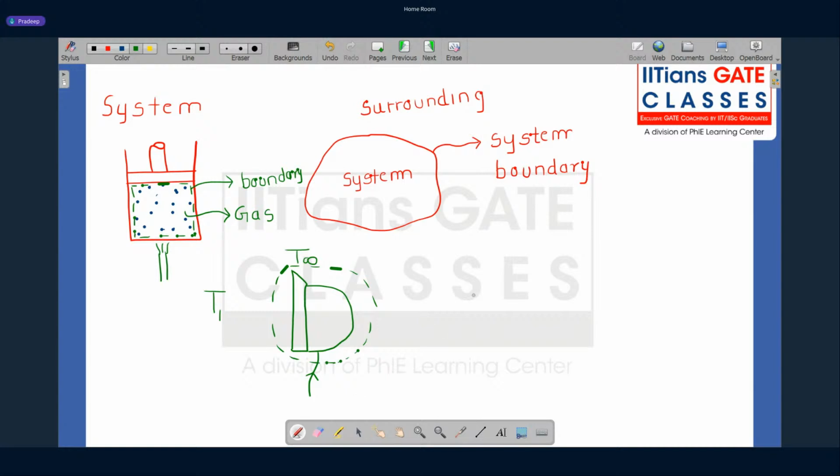A similar example can be a microwave oven. Let us say you have an oven, and inside the oven, let us say you are keeping a bowl of rice.